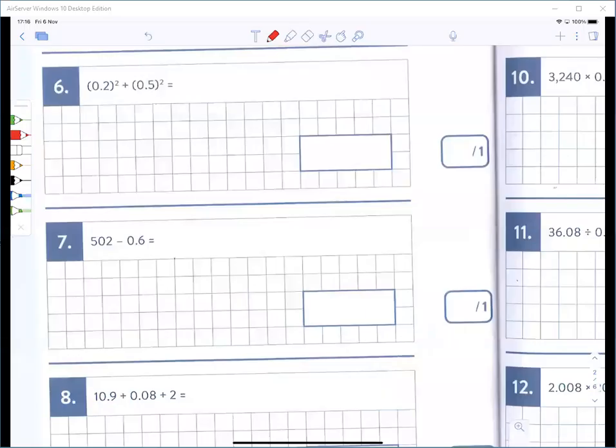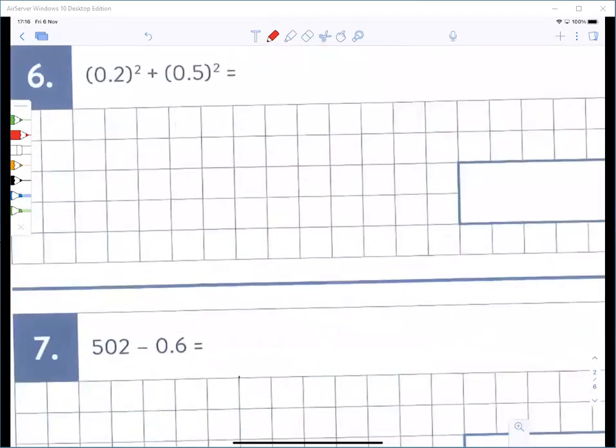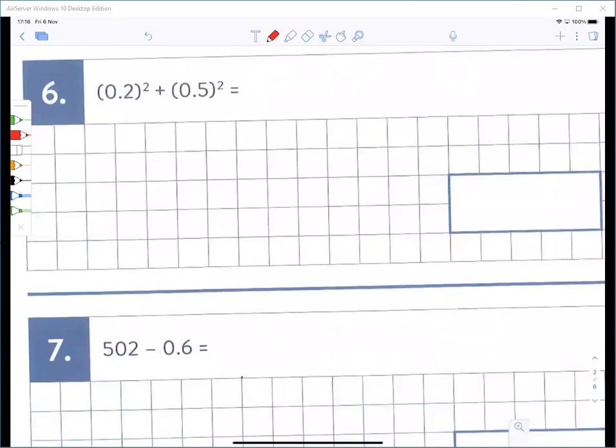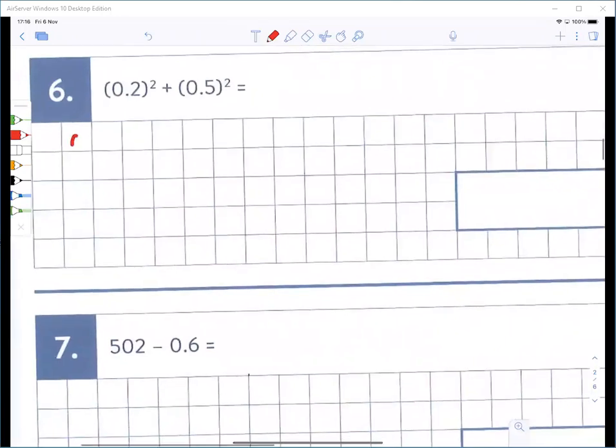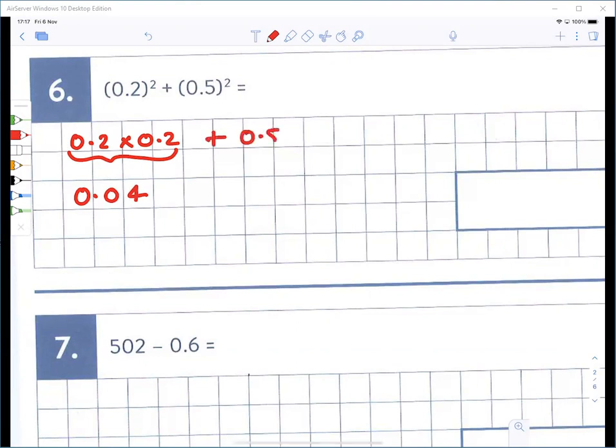Okay, question number 6, we have 0.2 squared plus 0.5 squared. So Minal, help me with this question, please. What does that mean, 0.2 squared plus 0.5 squared? How do we interpret that? You have to do 0.2 times 0.2 and then 0.5 times 0.5. Right. So 0.2 squared means 0.2 times by 0.2, which is equal to what? 0.4. No. 0.04.